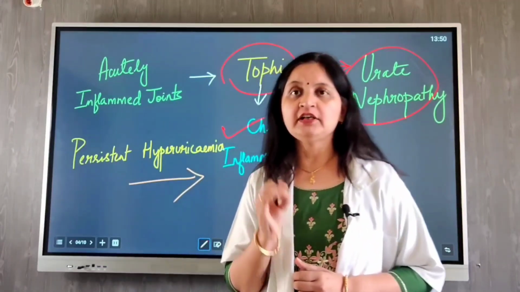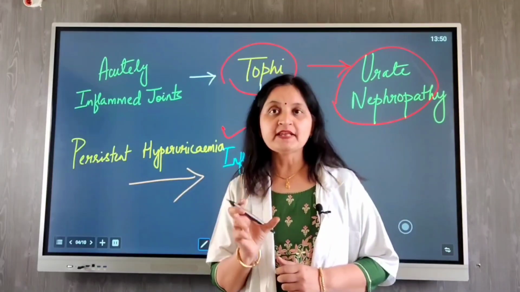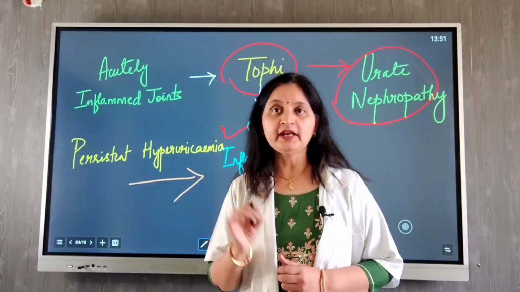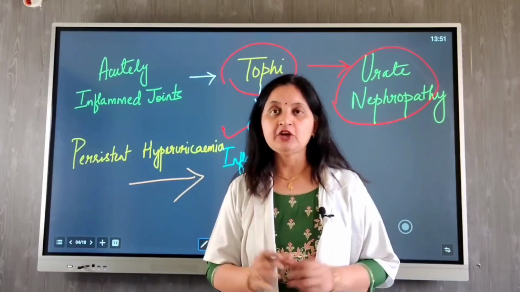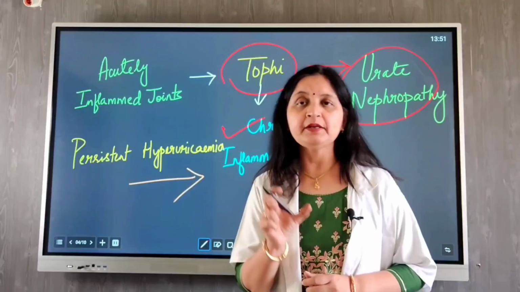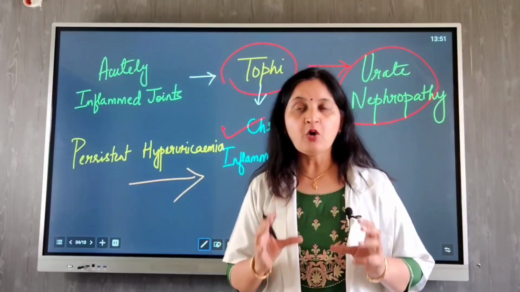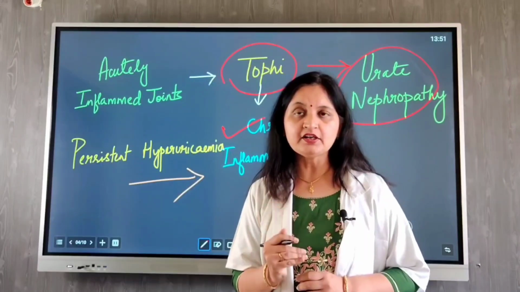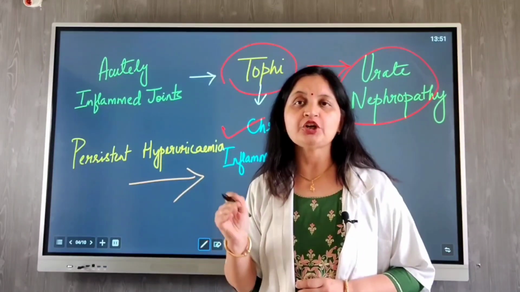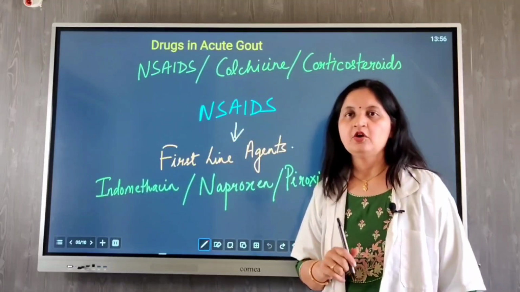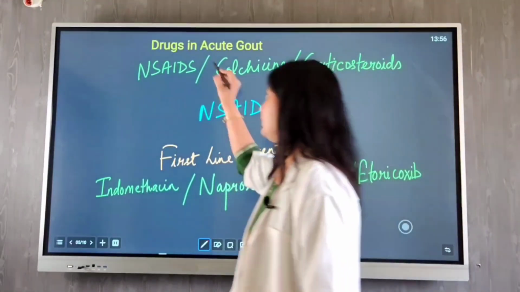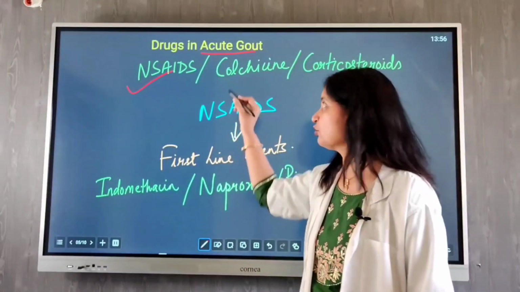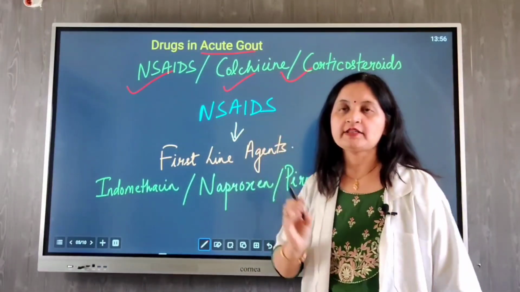So, acute inflammation leads to chronic inflammation in the presence of persistent hyperuricemia, and there can also be urate nephropathy affecting the kidney. So, the therapeutic goal is to provide symptomatic relief in acute gout and also to decrease the progression of the disease by decreasing the uric acid production and increasing the excretion of uric acid. So which are the drugs that are used for the management of acute gout? These are NSAIDs or non-steroidal anti-inflammatory drugs, colchicine and corticosteroids.